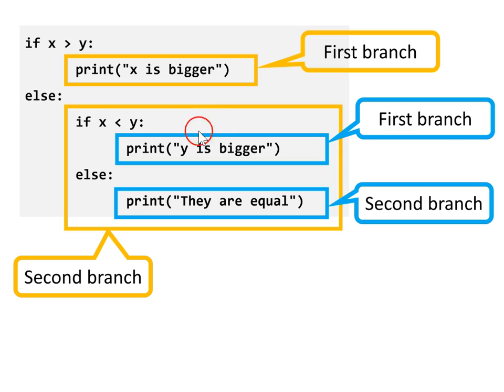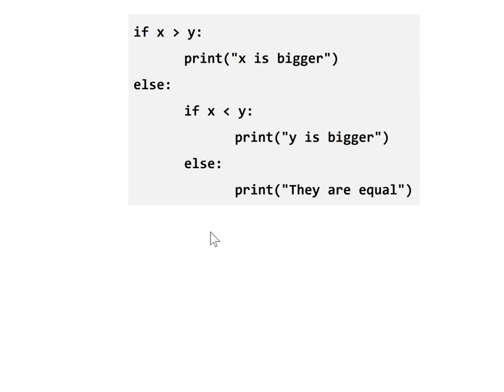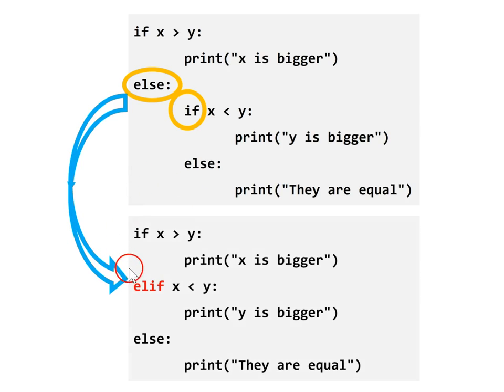Is there any better way to represent the three-way decisions? Is it possible to use three branches? So let's try to simplify this code. In this case, we have if and else. We can combine this to form an elif. This one is elif, pronounced as elif. It actually means else if. So you combine an else followed immediately by an if into a single keyword called elif.